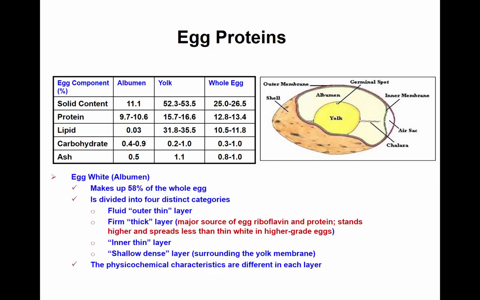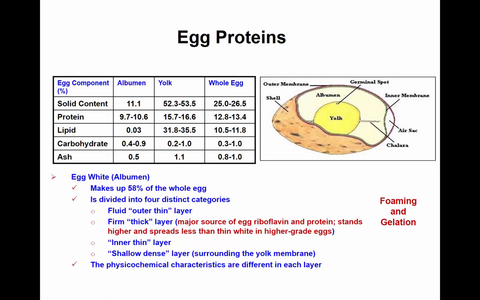When you break a very fresh egg, you can actually see compartments of the egg white, different layers. You have a thin outer layer, a thick, firm middle layer, an inner thin layer, and then a very thin layer surrounding the egg yolk. Each of these layers differs in composition of the different proteins. In egg white or albumen, there's a whole list of proteins, and they differ in their location in the egg white.